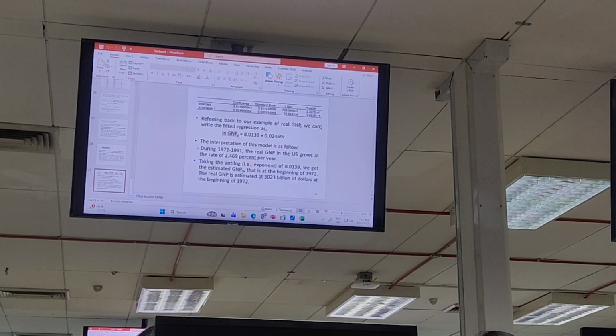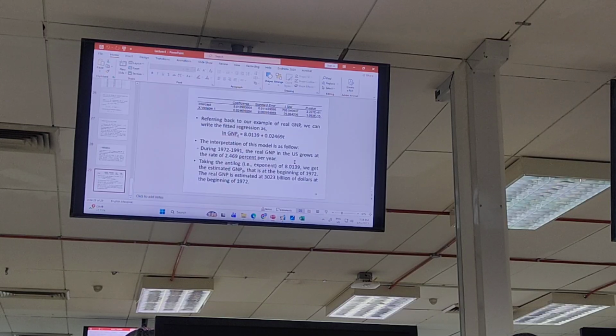So, referring back to the example of real GNP, we can write the fitted regression as this. The interpretation of this model is as follows. During the given 20 years, the real GNP in the US grows at a rate of 2.469% per year. So why not 0.024? Because after we multiply by 100, it becomes percent, 2.469%.